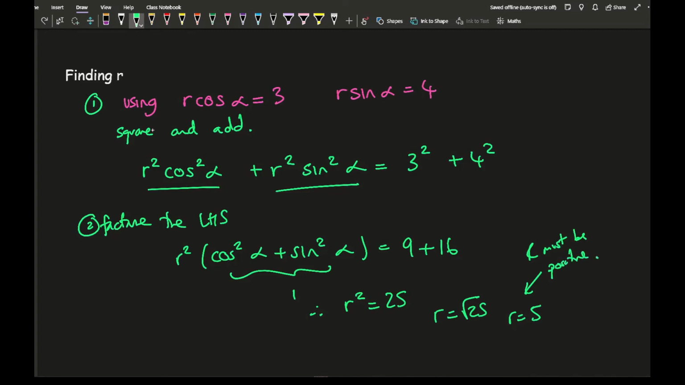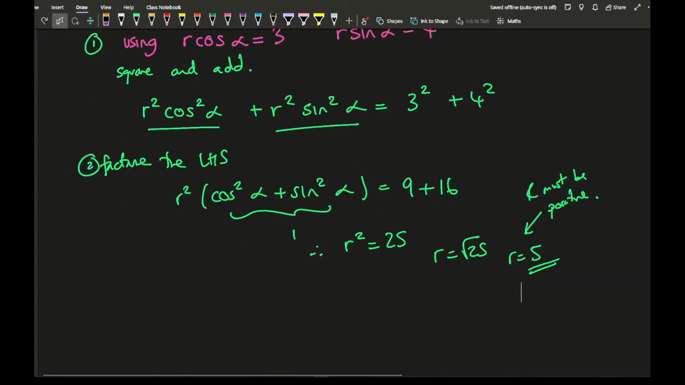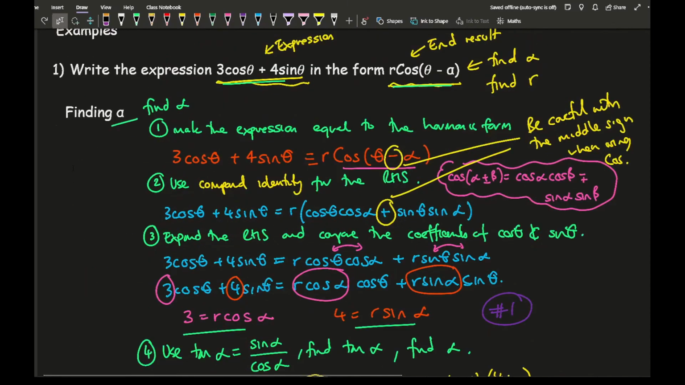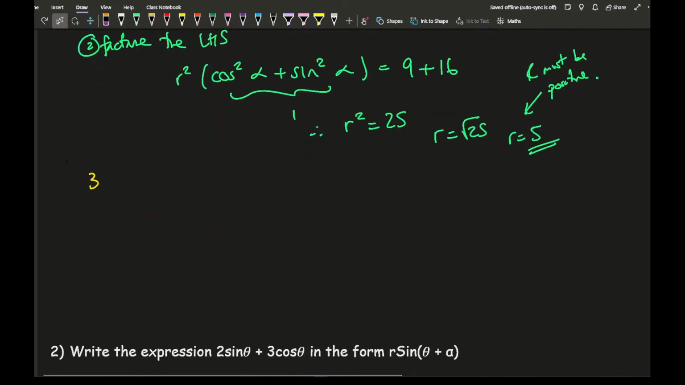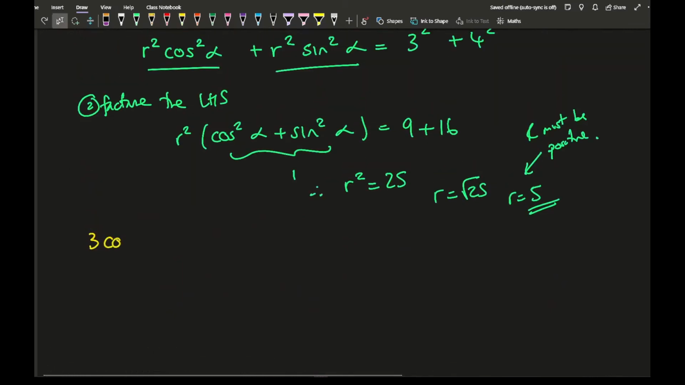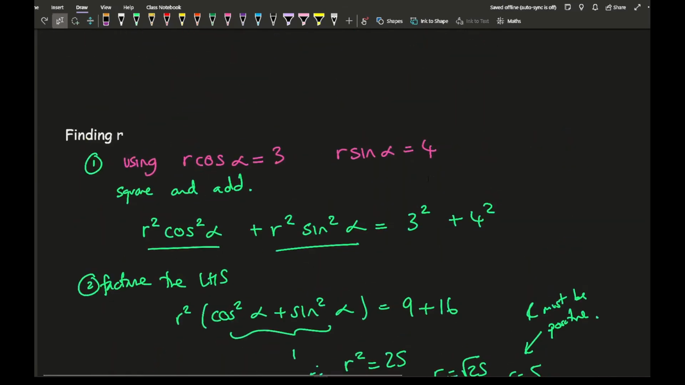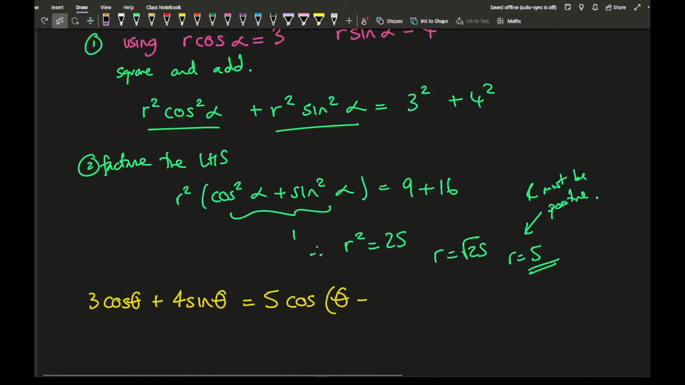And then just to finish writing that all up, let's go back to the original question. 3 cos theta plus 4 sine theta can be written as 5 cos, and it's going to be theta minus, and the angle was 53.